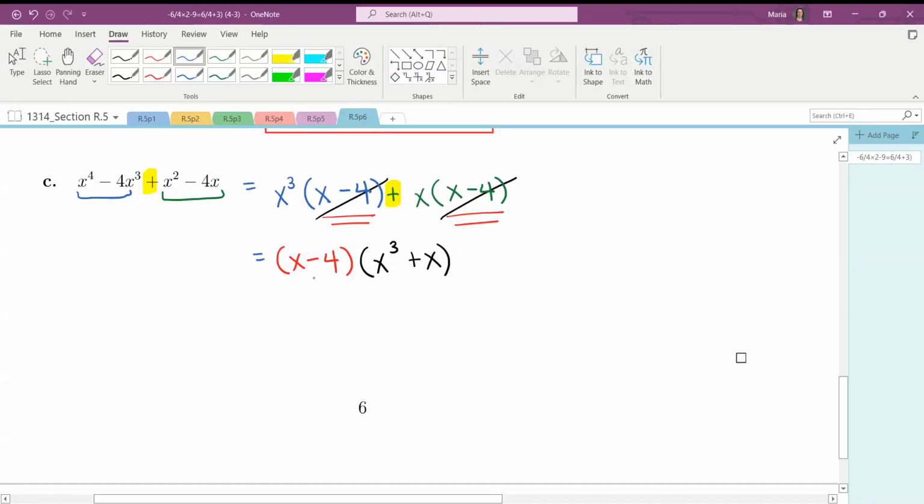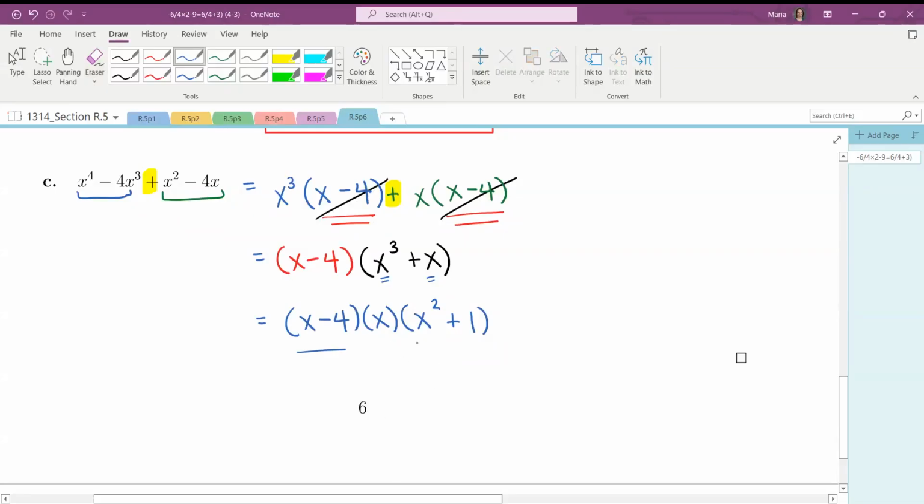We need to make sure we are done. x minus 4 will not factor any further. However, you can factor x cubed plus x. These two have a common factor of x. So I'm going to leave the x minus 4, and then I'm going to pull out an x. That's going to leave me with x squared plus 1. If I check it here, this is going to be x cubed plus x.